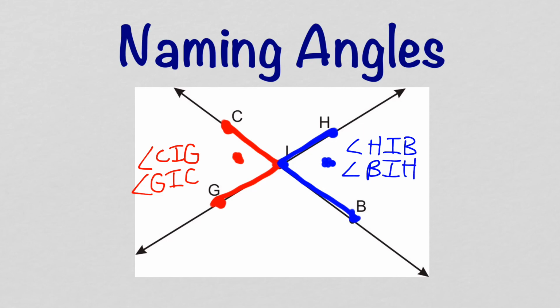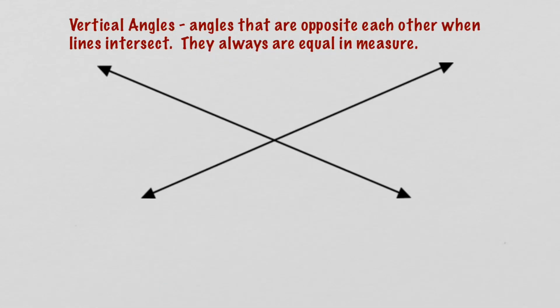Now, I did not say this, but I figure it goes without saying. These little kind of Pac-Man symbols stand for angle. Okay, so it's just an angle symbol followed by the 3 letters that make up that angle. You should have seen that in previous years. If not, that's a quick reminder. Okay, let's get on to our first kind of angle relationship.